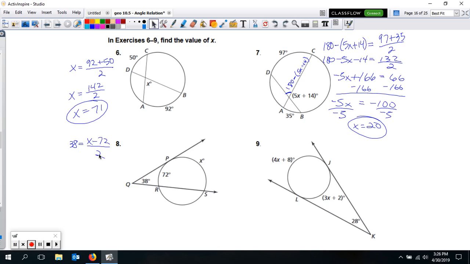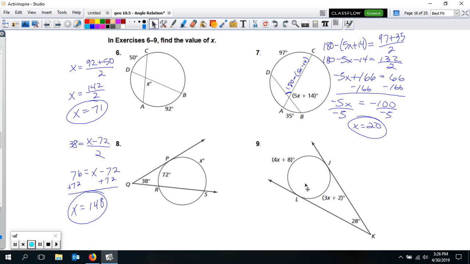And now what I want to do is multiply both sides by 2 to get rid of my fraction since x is over here. So we'll do that. We're going to get 38 times 2 is 76. And now all I got to do is just add 72. So when I add 72 to both sides, I'll end up with 148. So my answer for x there is 148.